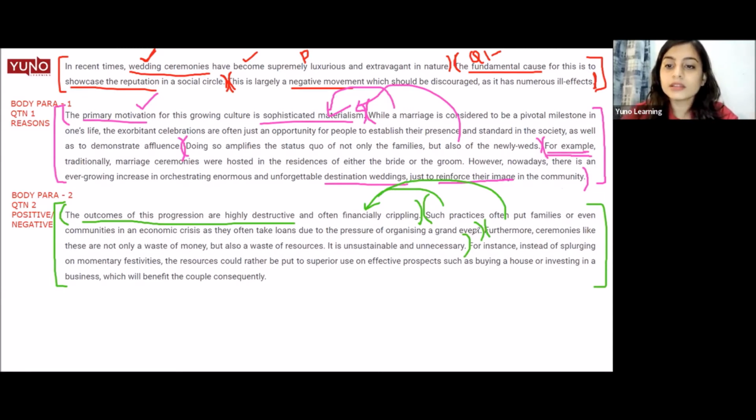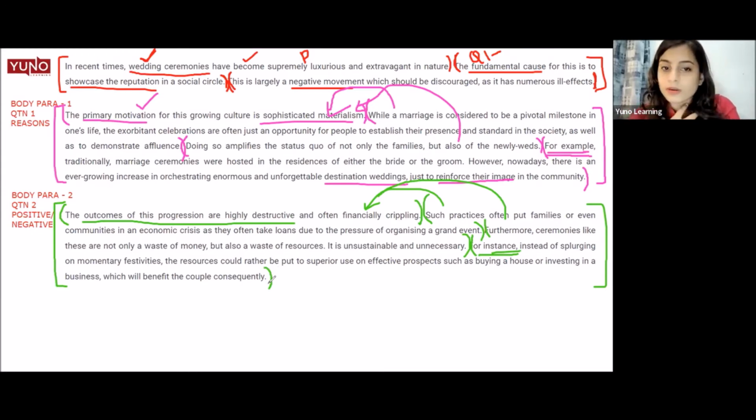All right. Then I start by saying, for instance, so once again, as you can see, example, instead of splurging on momentary festivities, the resources could rather be put to a superior use on effective prospects, such as buying a house or investing in a business, which will benefit the couple consequently, right? So now this example is justifying my point that why it is bad and what is the alternative for this.